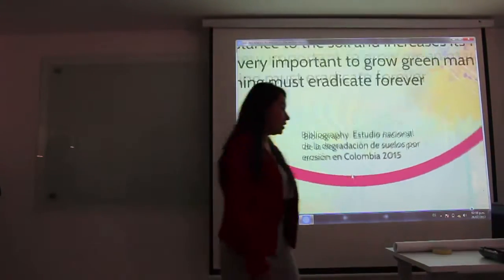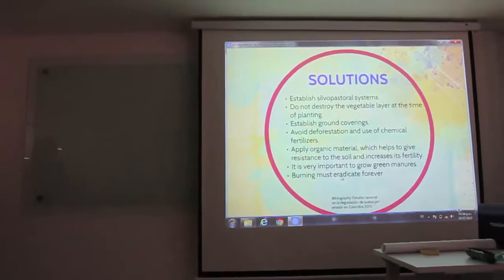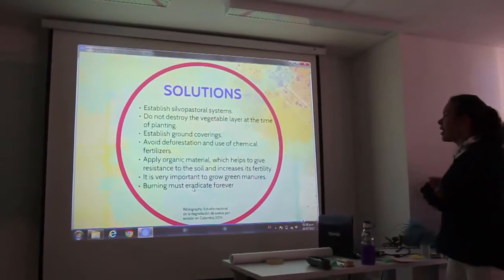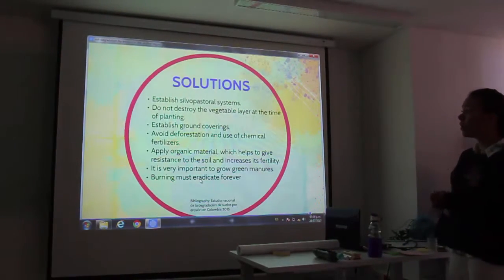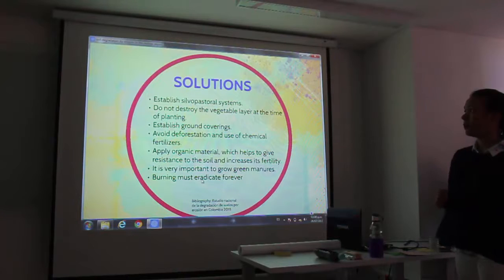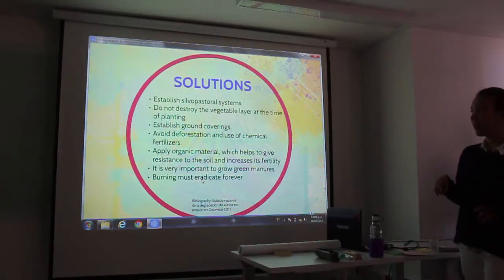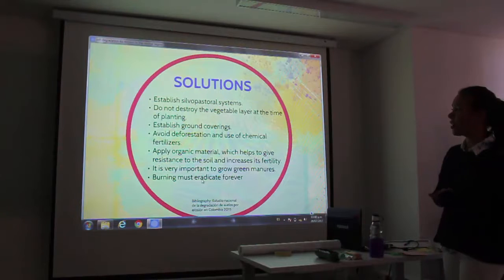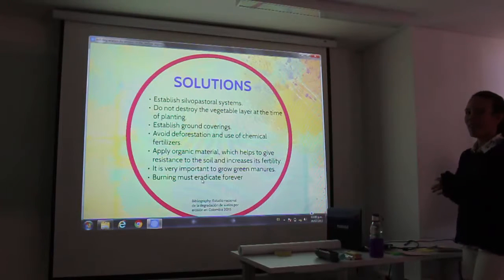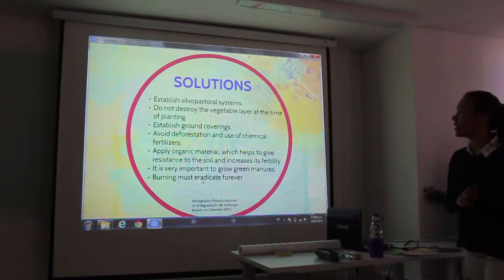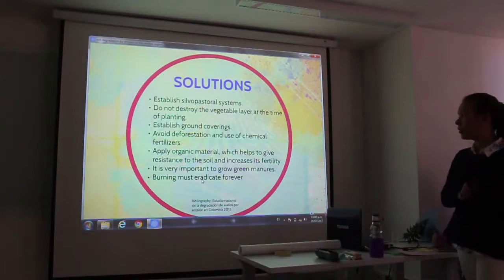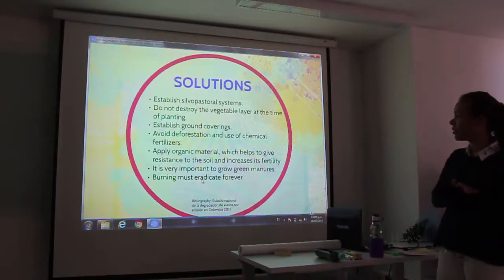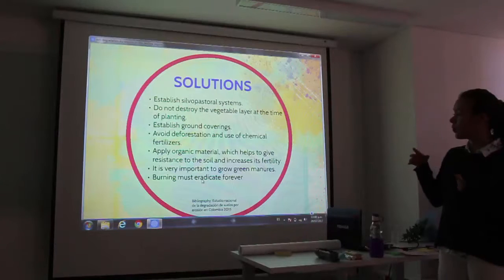We have some solutions for soil erosion in the Andina region. The first one is to establish a simple pastoral system. The second one is don't destroy the vegetable layer at the time of planting. The next is to establish ground coverings. The next is to avoid deforestation and the use of chemical fertilizer. Apply organic material, which helps give resistance to the soil and increases its fertility. It's very important to grow green manures.